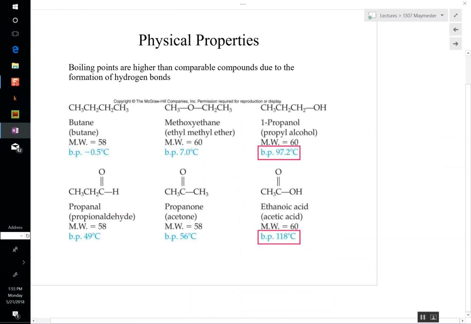Okay, your least favorite slide. It keeps coming up. Here's our carboxylic acid, so let's take a look at it again. Here's your alkane.